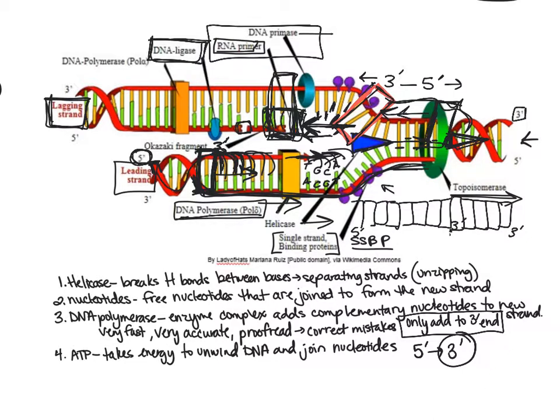So our steps of DNA replication: we have our topoisomerase here, going to unwind the DNA for us. We have our helicase come in here, break down those hydrogen bonds, kind of unzipping the DNA. Then we have our RNA primer that's going to be attached. Once we have the RNA primer there, our DNA polymerase is going to attach to that RNA primer and start adding nucleotides to the free 3' end of the molecule.